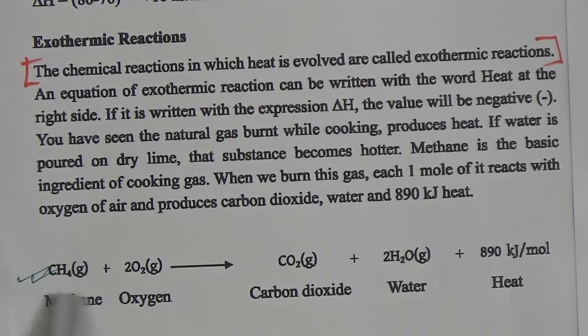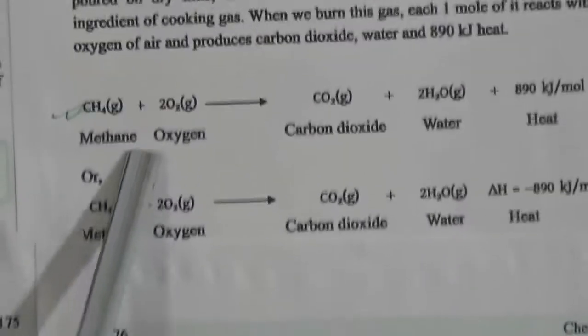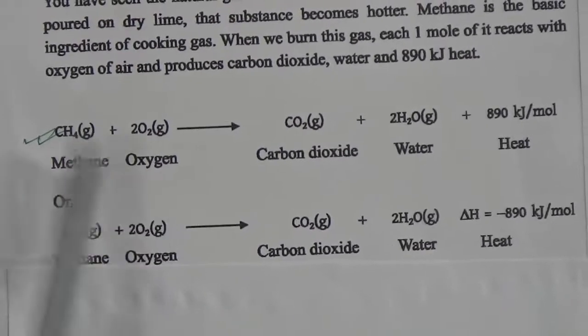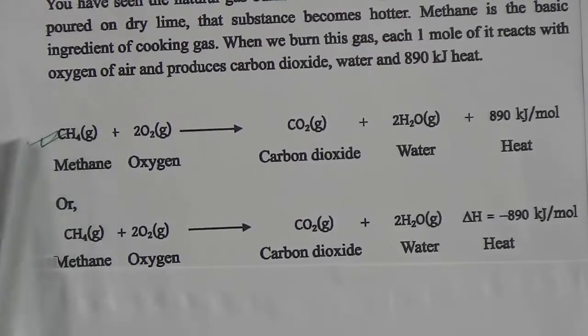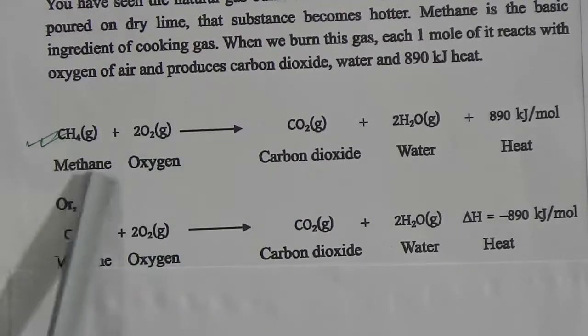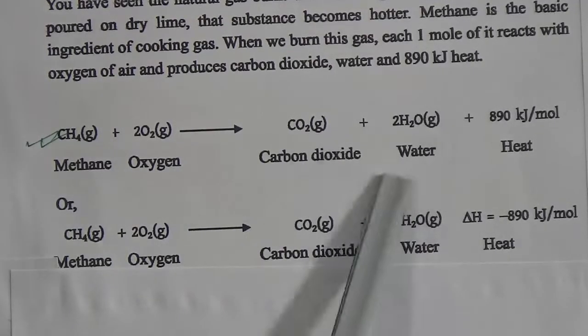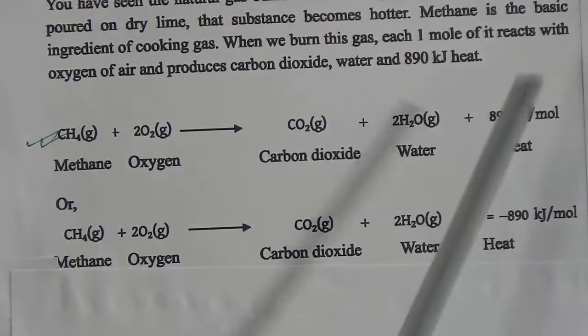Look, this is natural gas. We know methane is in natural gas, which we use as fuel for cooking and other things also. Now we get a huge amount of heat from that, and when methane in presence of oxygen reacts, we get carbon dioxide, water vapor, and also a huge amount of heat. From where does this heat come?